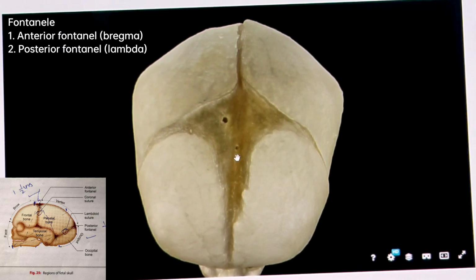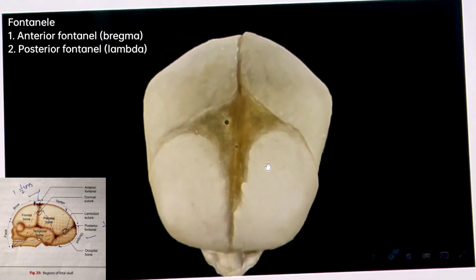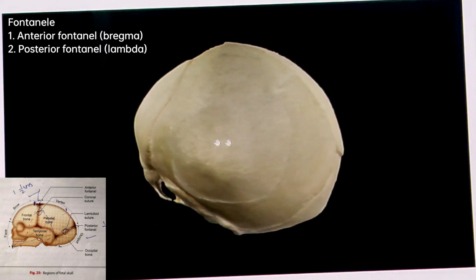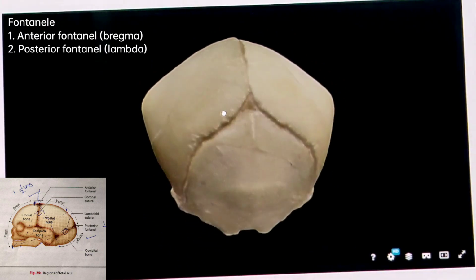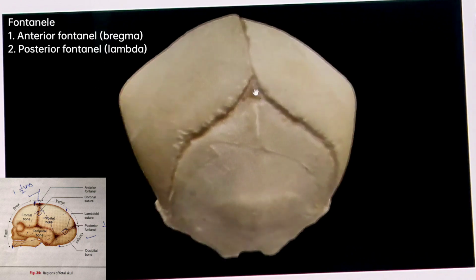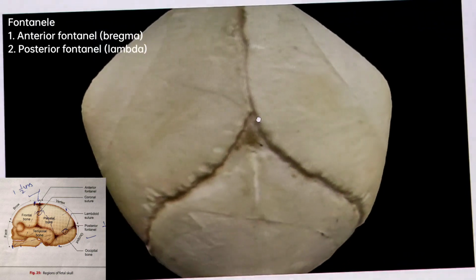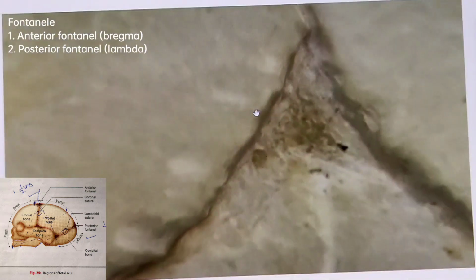1.5 years after birth, this fontanelle gets closed. These are the characteristics of the anterior fontanelle. Let's go to the posterior fontanelle. You can see in the image, this triangular area is the posterior fontanelle.